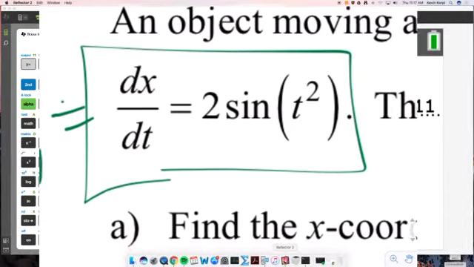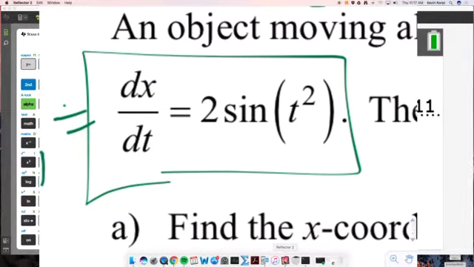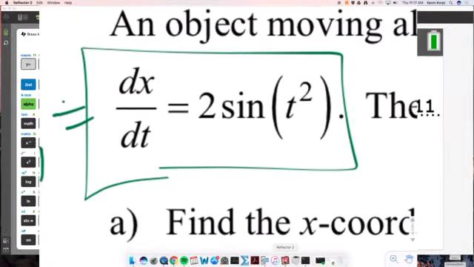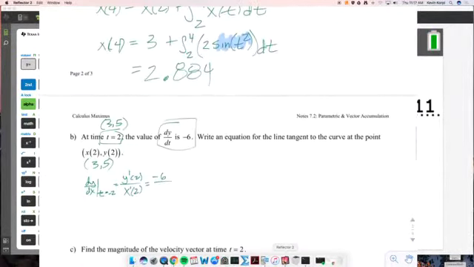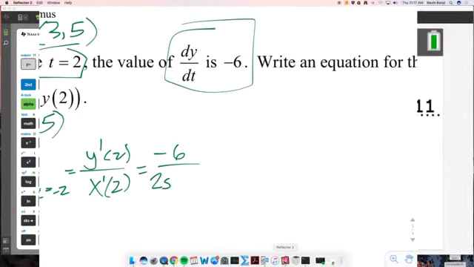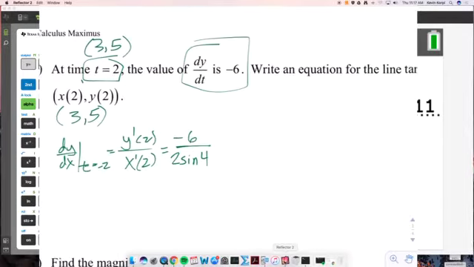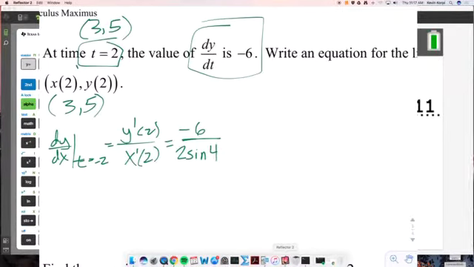Plug it in there. I'm not going to use the decimal version. I could easily go to the calculator and find it, but I'm just going to call it 2 sine of 4. So again, even on a calculator question, you can leave exact answers. So that's my slope.